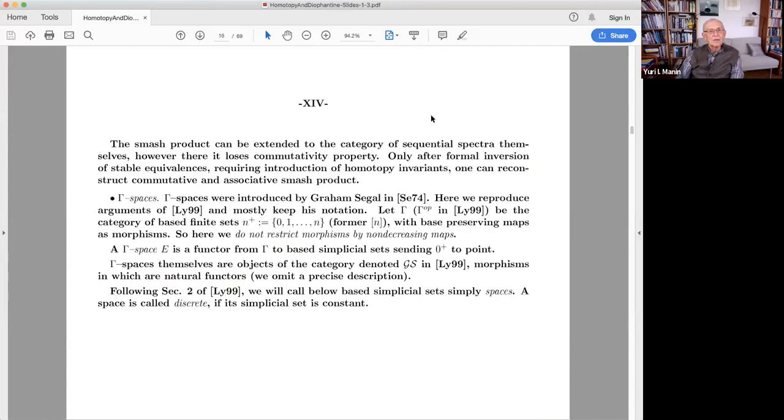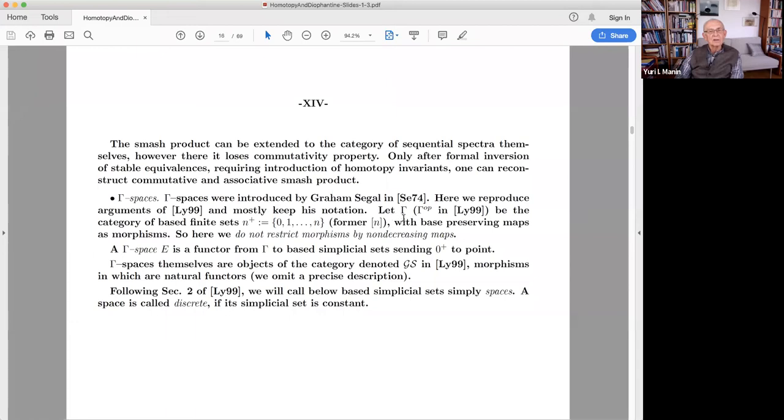And now, again, we still cannot really pass even to integers. We must introduce stable equivalence, since we must reach commutativity and so on and so on. Now, for me, the most important object will be gamma spaces introduced by Graeme Segal in 1974.